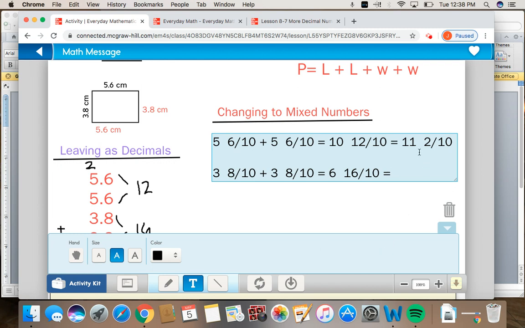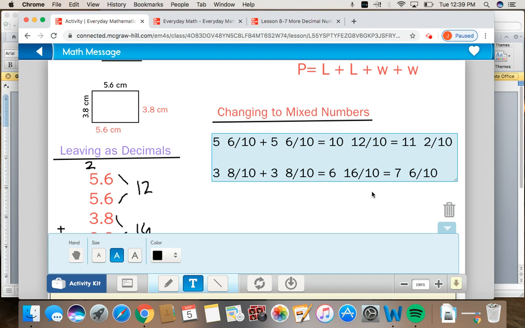But just like this problem, I have 6 and 16 tenths, and I don't want to leave 16 tenths this way because it's an improper fraction. My numerator is larger than my denominator. So I know I have at least one whole here, but I already have 6 whole here, which is going to give me a total of 7. And how much did I go over my whole? I went over by 6 tenths.